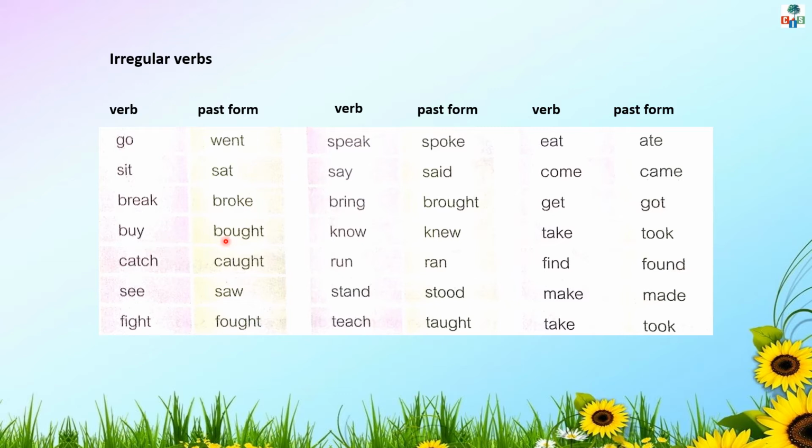Now this table is given in your textbook. Do follow this table. But children, some verbs do not change at all in the past tense. For example, put, cut, hit, shut are some verbs that remain the same in their past form.